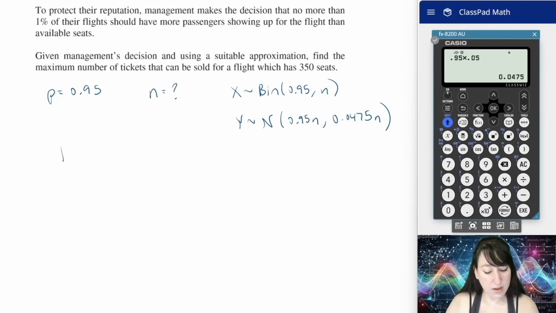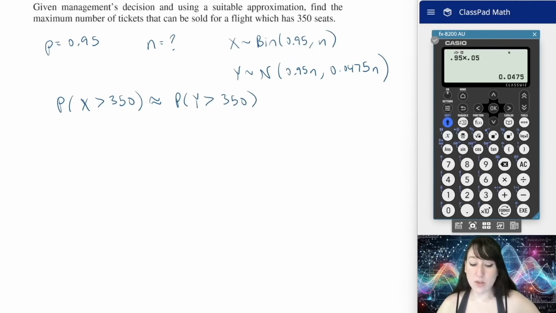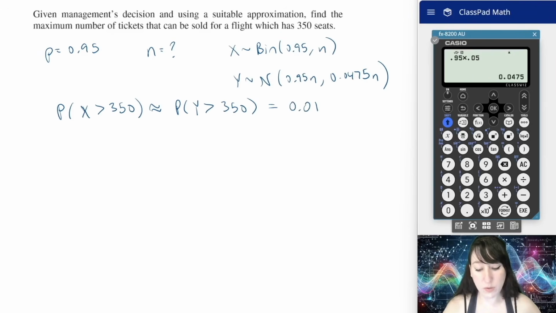So we're looking for the probability that X is greater than 350. And we'll approximate that with the probability that Y is greater than 350. Now, since we have such a large n, the continuity correction here isn't as necessary to do. The difference it would make would not likely be noticeable in our answer. So we'll keep it as 350, and we want this probability to be less than or equal to 1%. So we'll set that equal to 0.01.